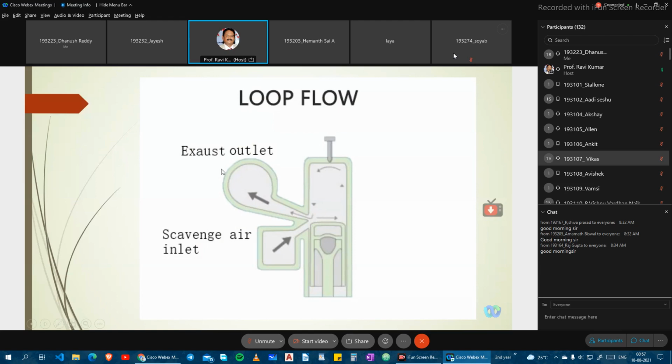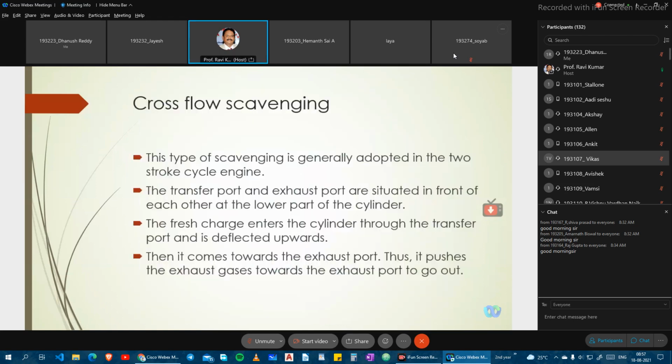This is about the loop model and loop design of the scavenging process. Then we can have a cross flow scavenging system. This type of scavenging is generally adopted in a two-stroke cycle engine. In the previous case also we have a two-stroke.